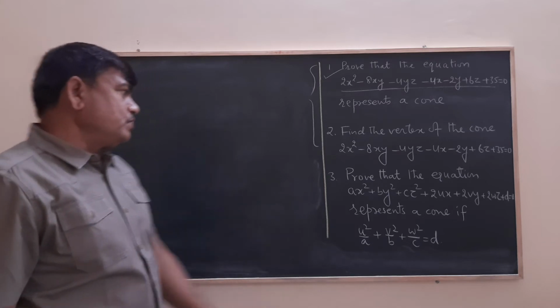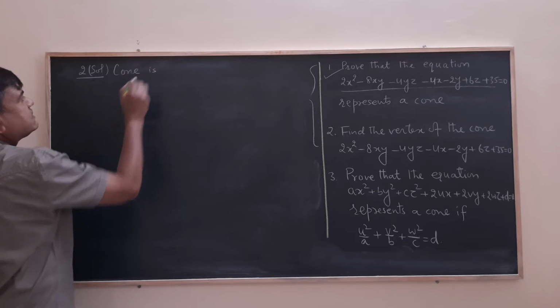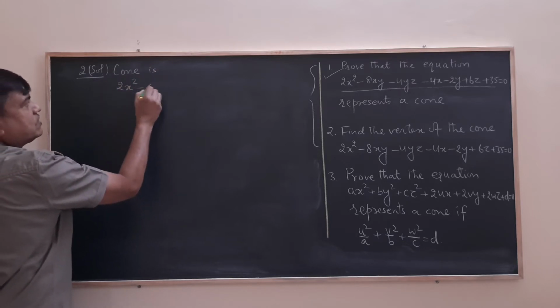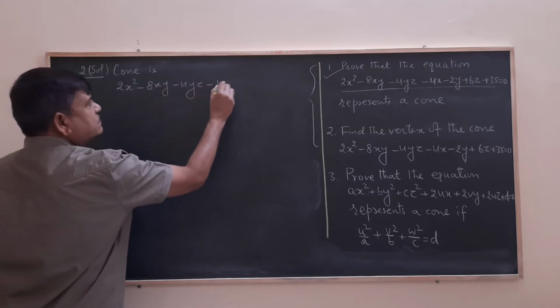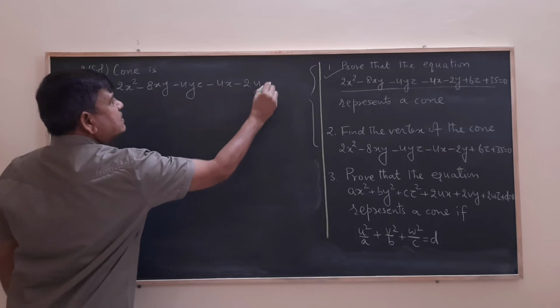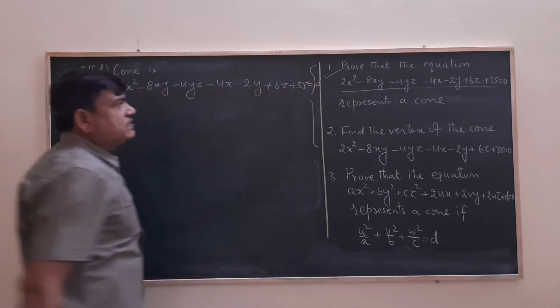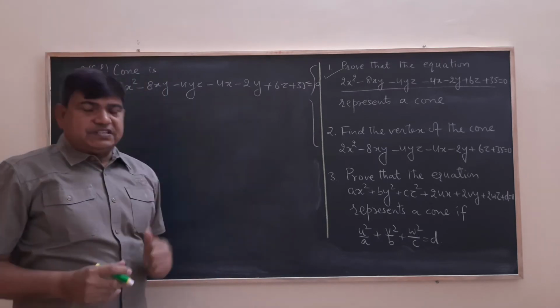Find the vertex of the cone. The cone is 2x² − 8xy − 4yz − 4x − 2y + 6z + 35 = 0. We will make this equation homogeneous.